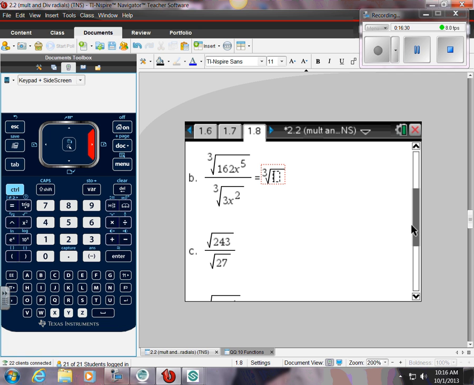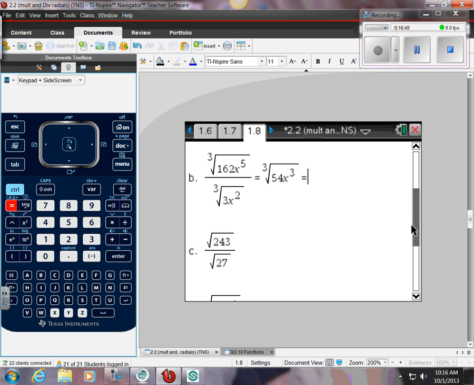Pick one, guys. Can't have two different answers for the same problem. Thank you. And x to the 5th divided by x squared? X cubed. Good. Am I done? It's reducible, isn't it?